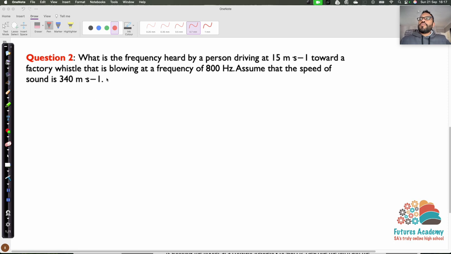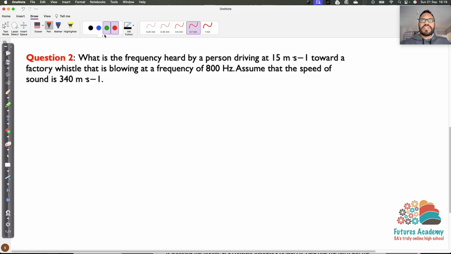Go to intro practice question number 2, and it says, what is the frequency heard by a person driving at 15 meters per second towards a factory whistle that is blowing at a frequency of 800 hertz? Assume the speed of sound is 340 meters per second. Okay, so important things to note over here.